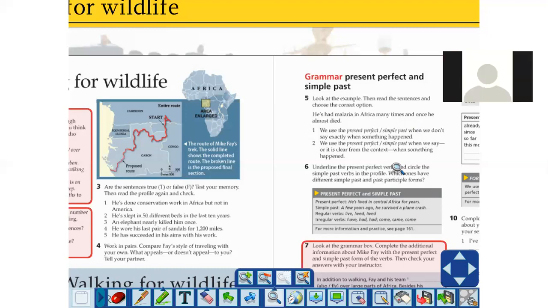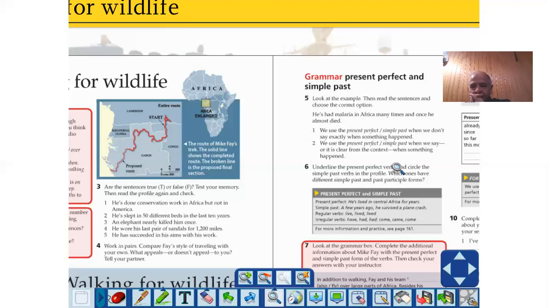I think the second one. Okay, but for example, in the first one, you have a sentence in there. He's had malaria in Africa many times, and once he almost died. In the first one, you are using the present perfect, and in the second sentence, you are using the simple past. All right. So in what situations do I use the present perfect, and in what situations do I use the simple past? And the first one is present perfect, I think. Yeah. And the second, simple past.